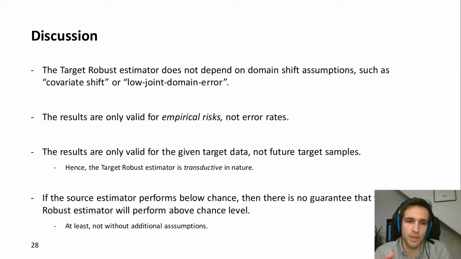And so the limitation or the caveat here is that if your source estimator performs below chance, then there is no guarantee that your target robust estimator will perform above chance. There is a guarantee that it will improve over the source estimator, but that might not be substantial enough to push it over the chance level boundary. At least not without additional assumptions. At this point, you could introduce additional assumptions such as covariate shift or low joint domain error in order to guarantee this improvement above chance level. But that's not in the paper. That's a future work thing.